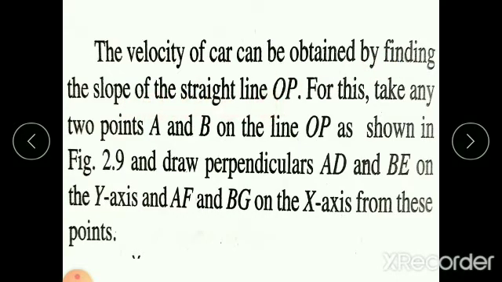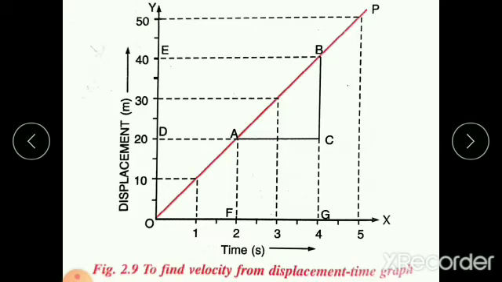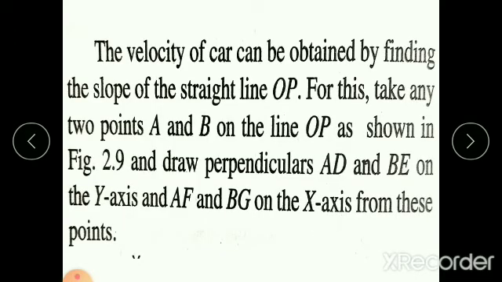So you have got a straight line and you have to find out the slope for this, and you can find out the velocity. For this, take any 2 points A and B on the line OP. So you can take any 2 points A and B, and you can draw the perpendiculars AD and BE on the y-axis and AF and BG on the x-axis.